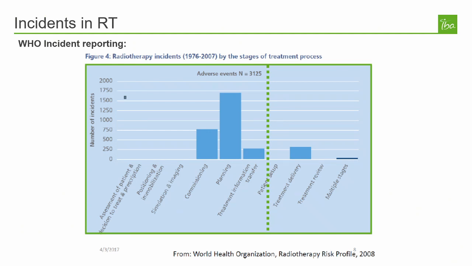This report from the World Health Organization provides data on the areas of the treatment process where adverse events occur. Between 1976 and 2007, they found 3,125 adverse events, and approximately 2,800 of those cases were in the areas of commissioning, planning, and treatment information transfer. These numbers are significant because SciMoCa has the ability to detect errors up to the point of patient setup. SciMoCa has sufficient sensitivity to find actual errors reliably, while also possessing the specificity to not trigger false positives.